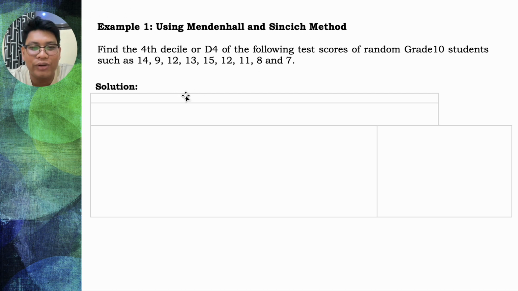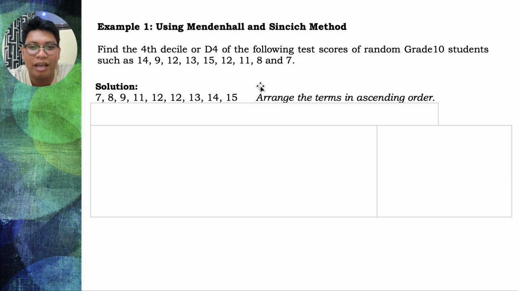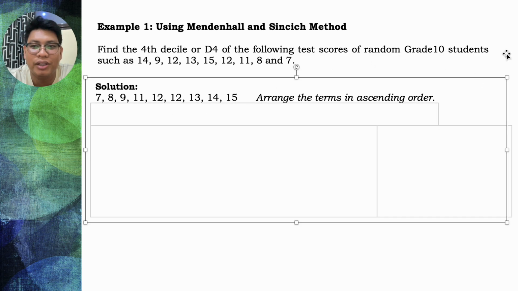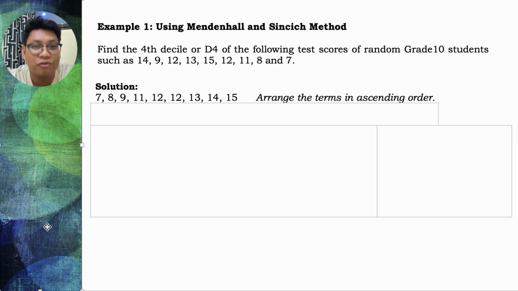And then for our solution, the first thing that we have to do is to again arrange the terms in ascending order. That means it is from the smallest to largest. So kapag in-arrange natin to, it will be 7, 8, 9, 11, 12, 12, 13, 14, and 15. Sir, bakit po dalawa yung 12? Remember that the data has 2 values of 12. So you do not omit the other 12 dahil lang dalawa sila. So all of them should be put into our ascending order. Dalawa yung 12 dito kasi dalawa naman yung data natin na 12 ang binigay na score.